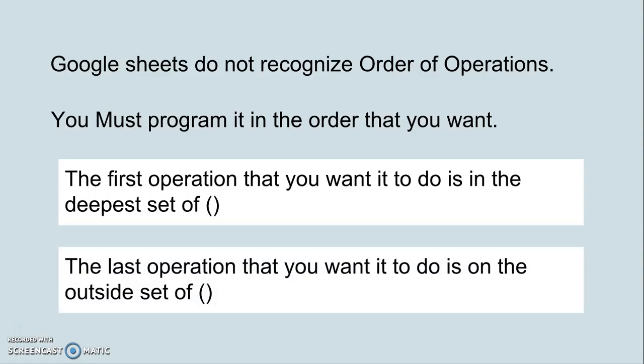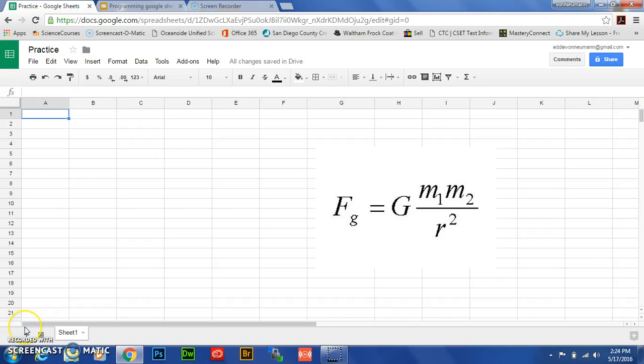I'm going to go ahead and show you an example now to show you what I mean by this first set of parentheses and then the last set of parentheses. So first, in this Google Sheet, I'll go ahead and label all the different factors that are going to be in this equation I want to program. So mass 1, mass 2, radius, gravity. I'll go ahead and label those at the top of the columns.